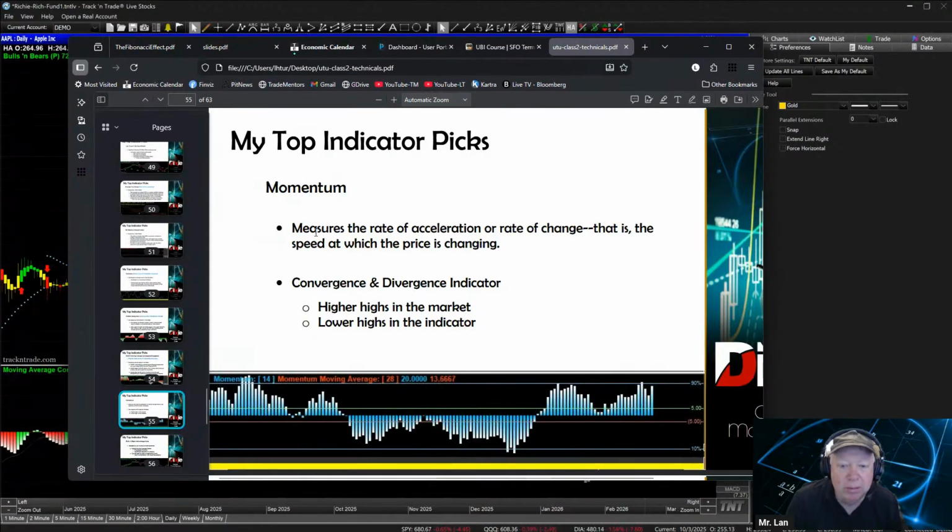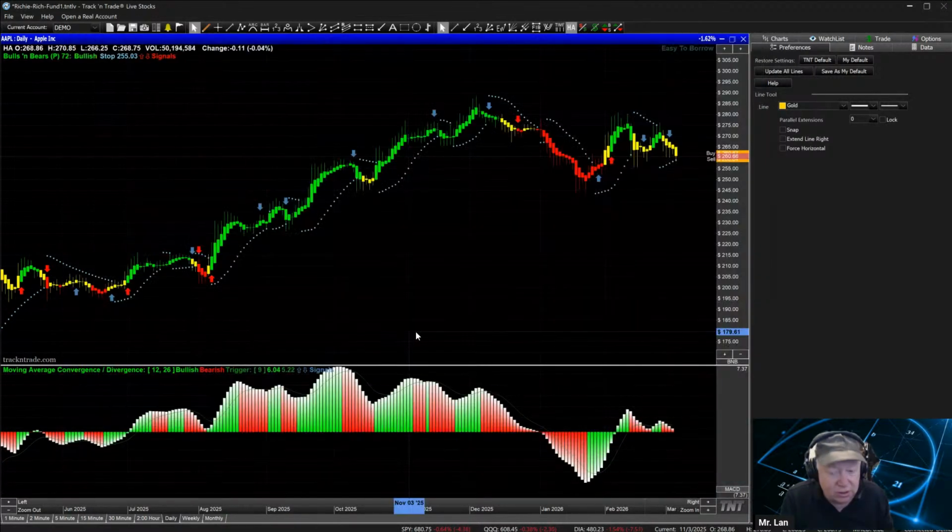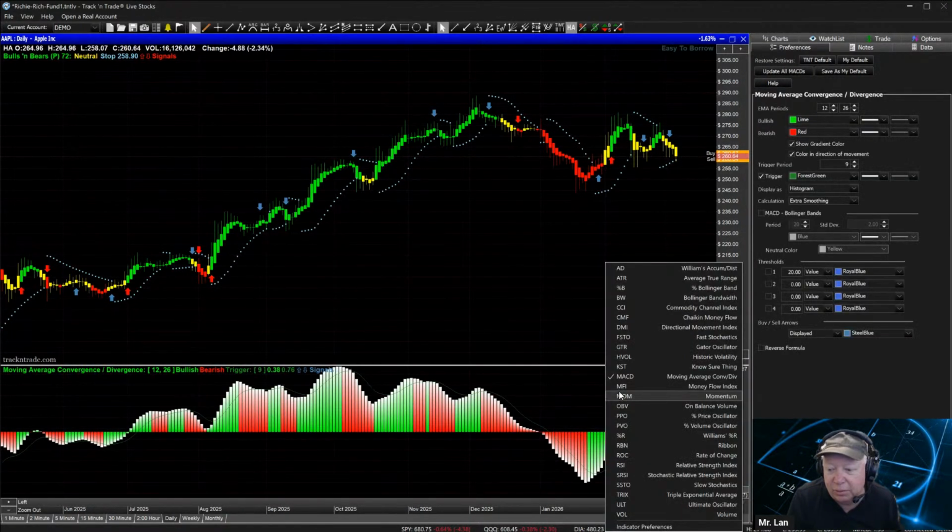All right, so here's momentum. It measures the rate of acceleration of rate of change. That is the speed at which the price is changing. Convergence and divergence indicator, higher highs in the market, lower highs in the indicator. So you've got the same event occurring here. It's not quite as sophisticated as the stochastics. We'll turn it on and lay it over the top of this as momentum.